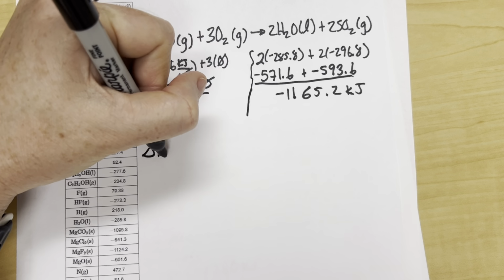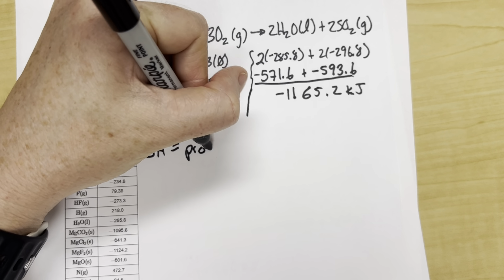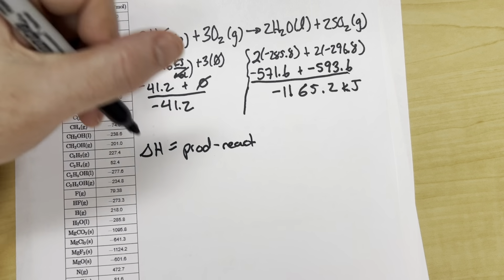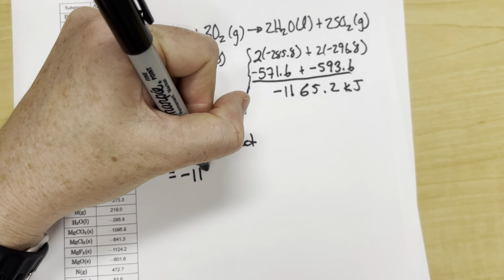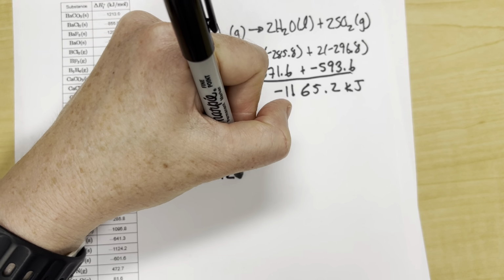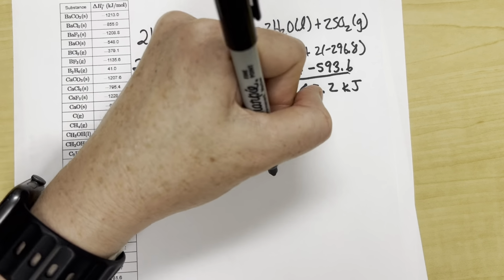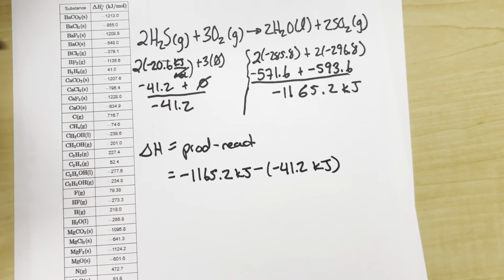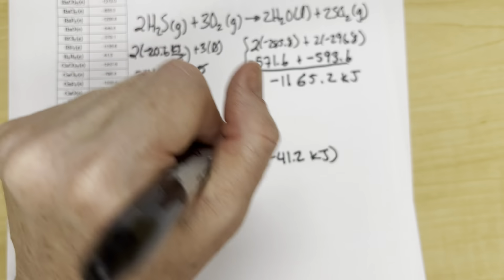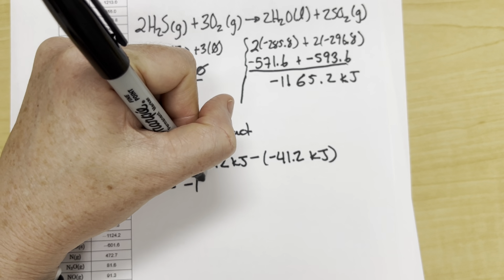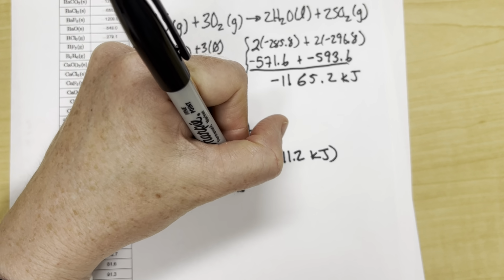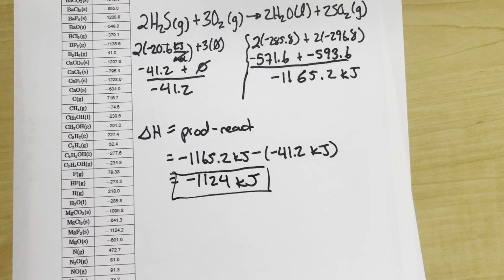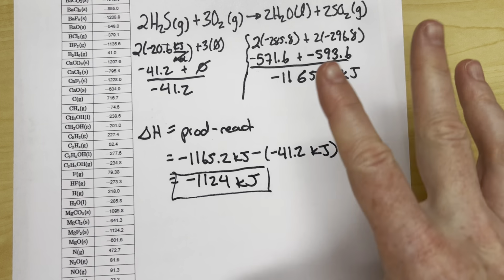Remember, our delta H is going to be products minus reactants. So everything added up on the product side minus everything on the reactant side. In other words, negative 1165.2 kilojoules minus negative 41.2 kilojoules. And when I do this, I get an answer of negative 1124 kilojoules. So the next several questions ask you something very similar to this.